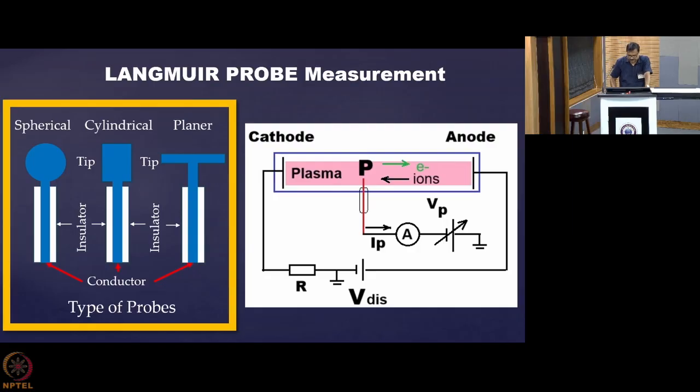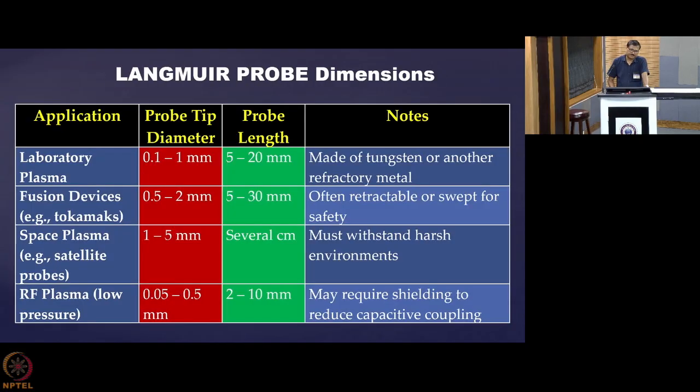As you are seeing here, we have used a number of types of probes like spherical, cylindrical, planar tips. Now, for each of them, the characteristic of the voltage current relationship is a bit different because of the shape, but anyway from each of them you can extract the number density and the electron temperature. Typical probes, their diameters and probe lengths we have already discussed.